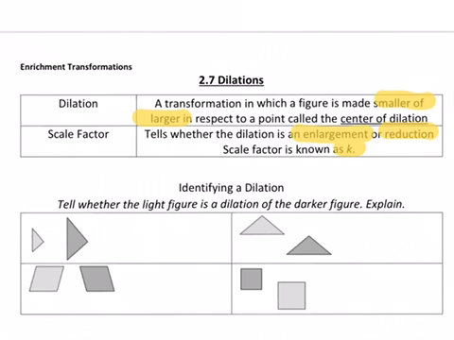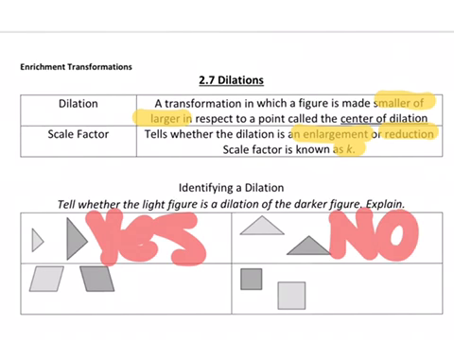So let's look at our first problems. It says, tell whether the light figure is a dilation of the darker figure. So a dilation is when something gets smaller or larger. This first one is, yes, it is a dilation because the light figure was smaller than the dark figure. The second figures, the triangles, are a no because those are just congruent figures. A dilation must show an enlargement or a reduction. So if they're the same figure, what really happened in the second box was just a translation. It slid from one side to the next. Go ahead and try the next two on your own.